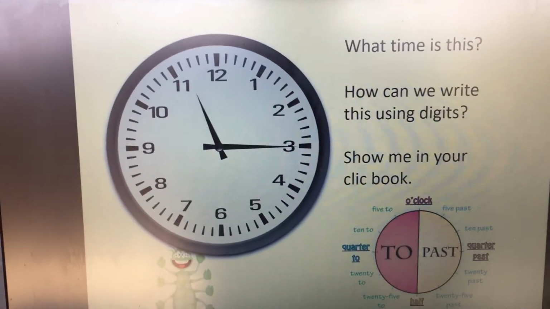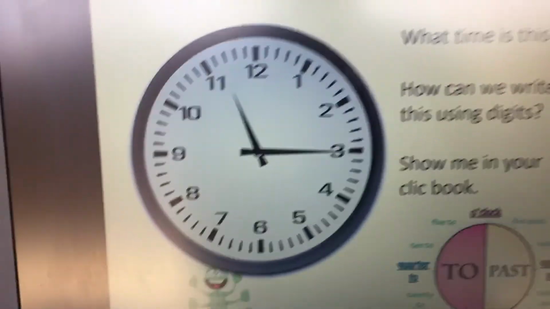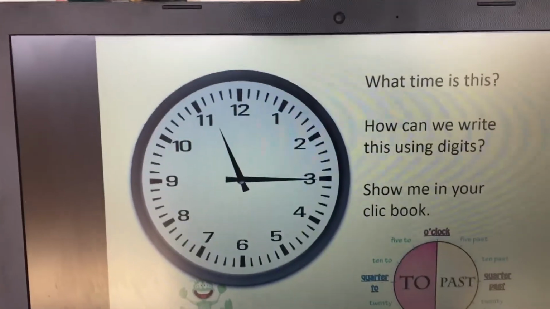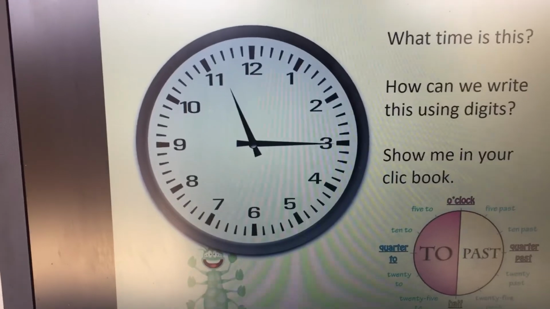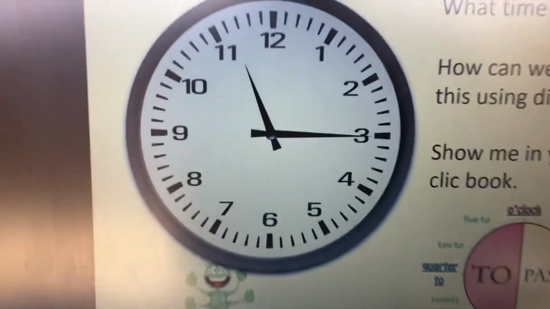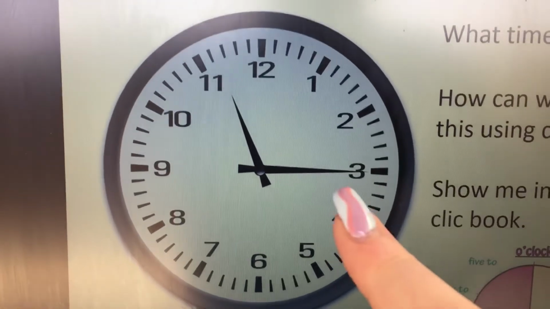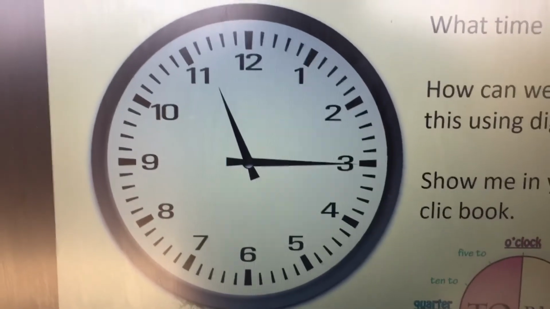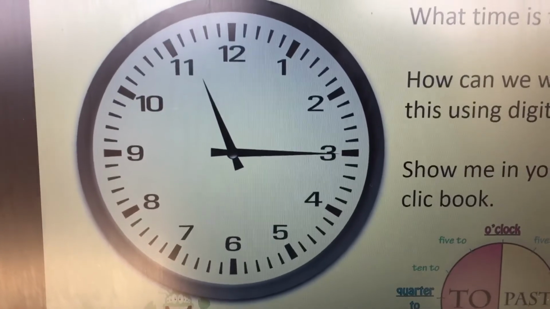Okay, moving on to time. Have a look at this clock. What time is it? Can you write it using digits on your own digital clock? We draw them out in our CLIC books every day, so you should know how to do this. Have a look. What time is it? Think. Don't rush. Pause the video and come back to me once you're ready.